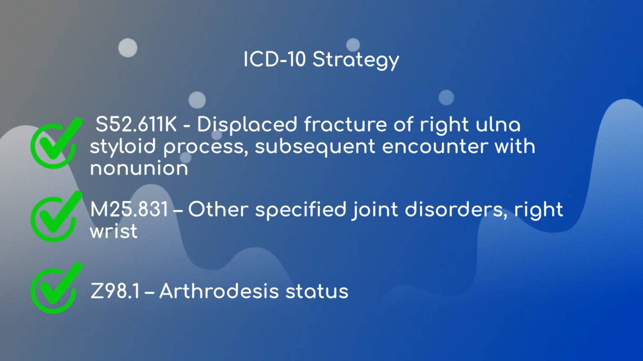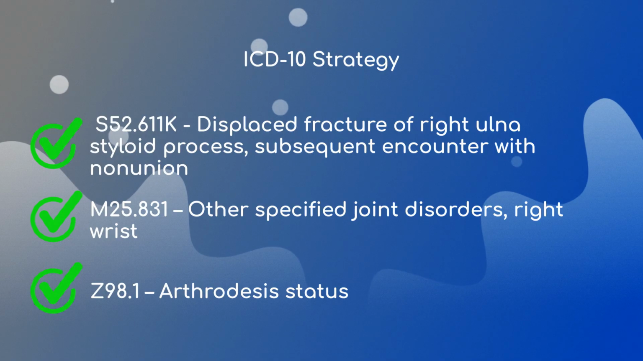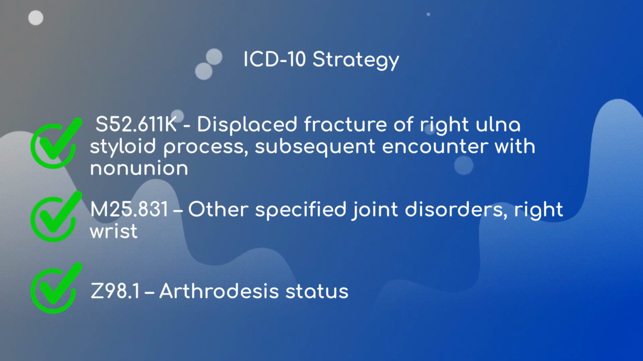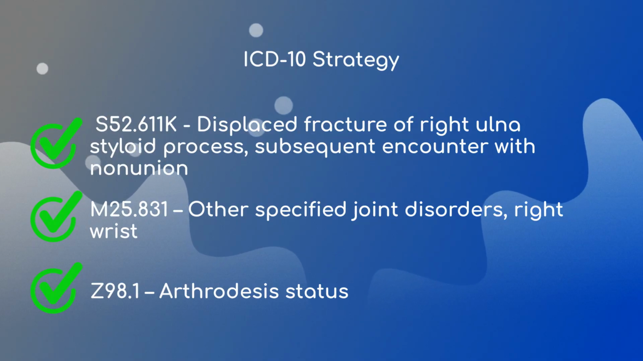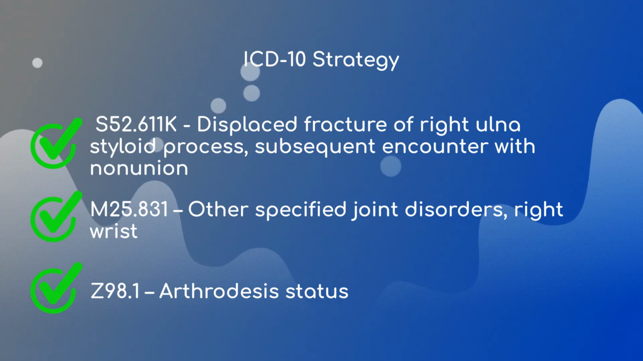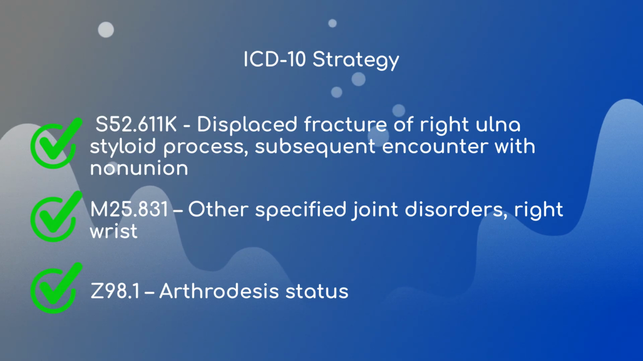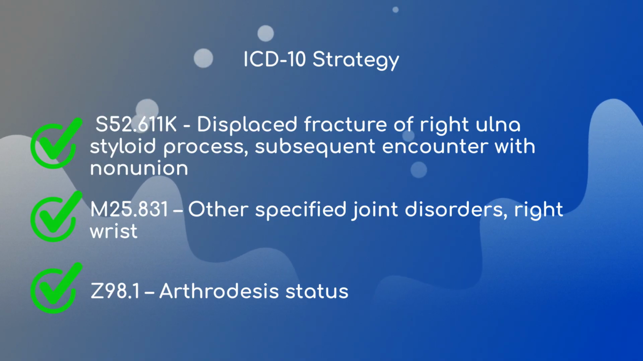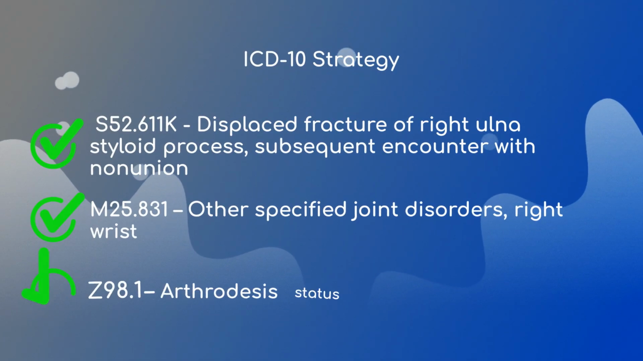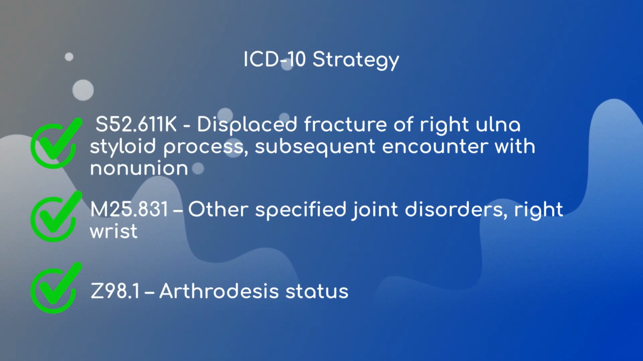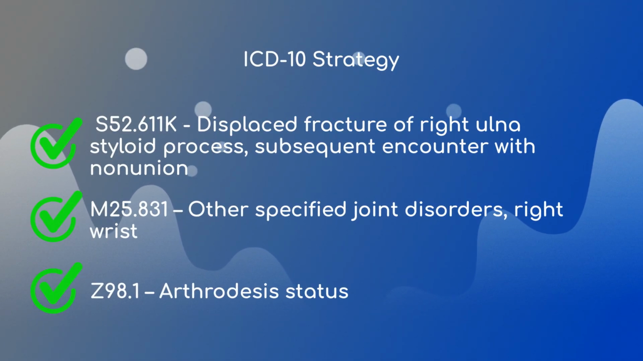S52.611K, displaced fracture of right ulna styloid process, subsequent encounter for closed fracture with non-union, chronic, stable fracture of the styloid process. M25.831, other specified joint disorders, right wrist, bone demineralization without a more specific underlying diagnosis. And Z98.1, arthrodesis status, represents post-surgical fusion status after 4-corner fusion.